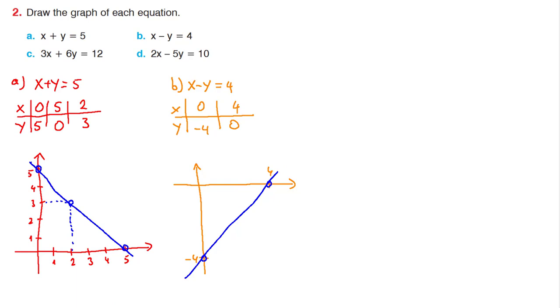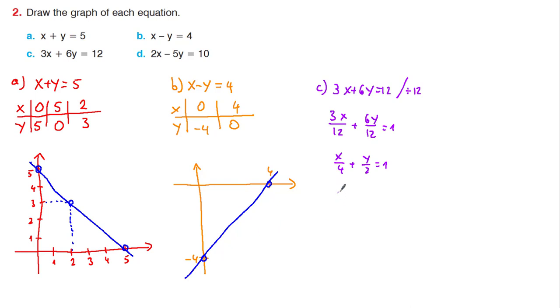Let's solve the last two cases using the x-y intercept method. Under C, we have 3x plus 6y is equal to 12. If you remember from the lessons, we divide both sides by 12. So we get 3x over 12 plus 6y over 12 is equal to 1. We can simplify both these numbers, so we get x over 4 plus y over 2 is 1.